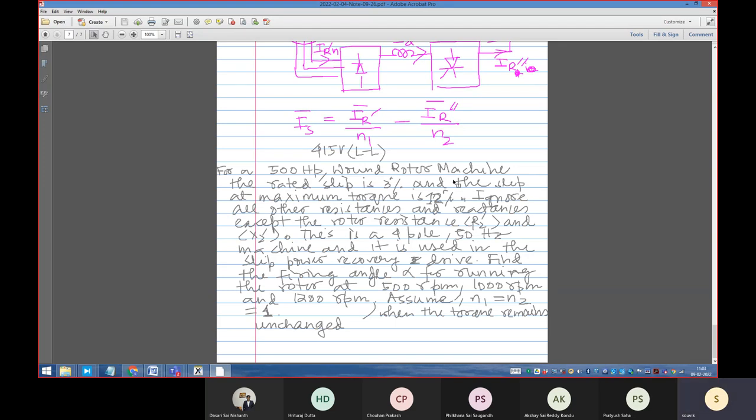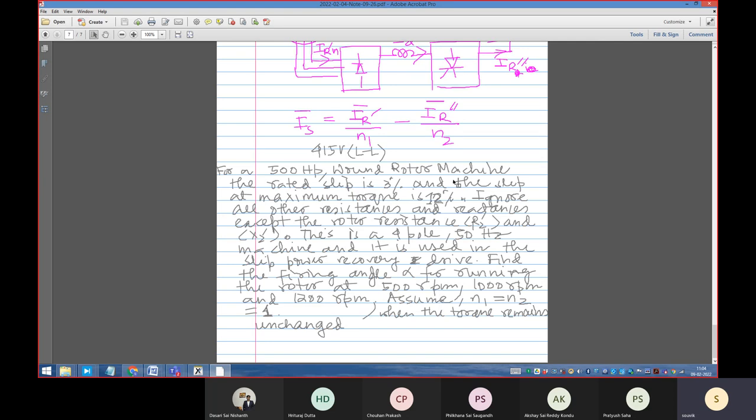Ignore all other resistances, meaning stator resistances, and reactances, meaning stator reactance, magnetizing reactance, etc., for simple analysis of this problem, except the rotor resistance and the rotor reactance. This is a 4-pole 50 hertz machine, and it is used in the slip power recovery drive.